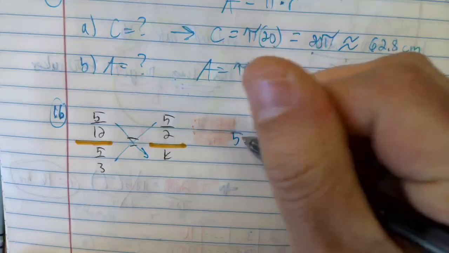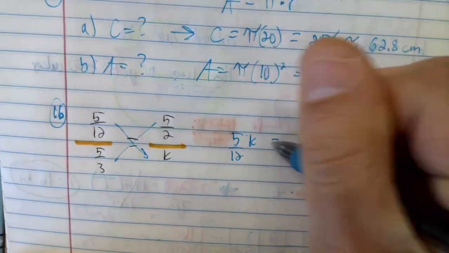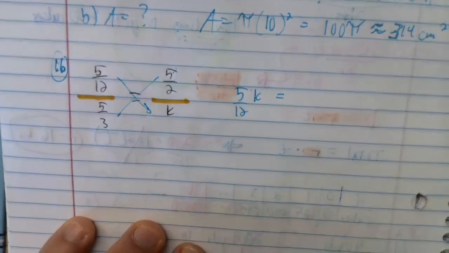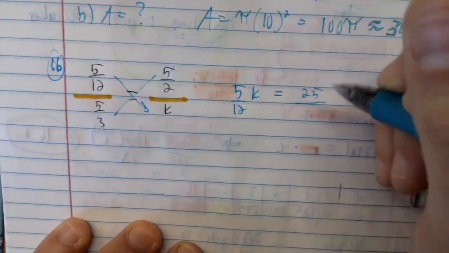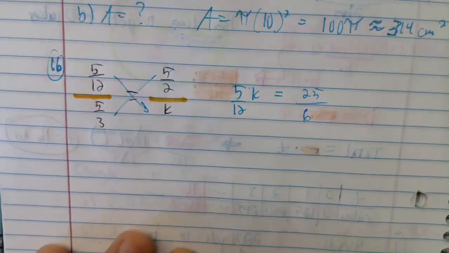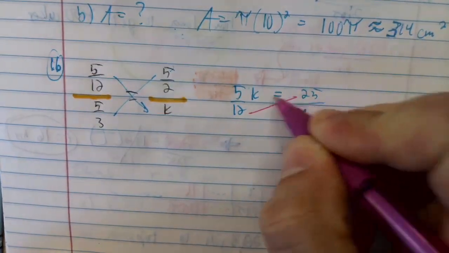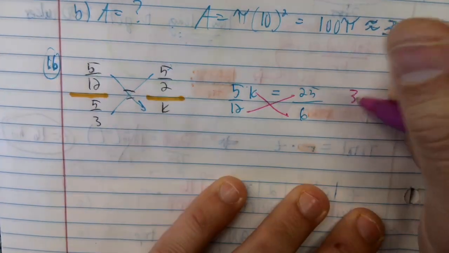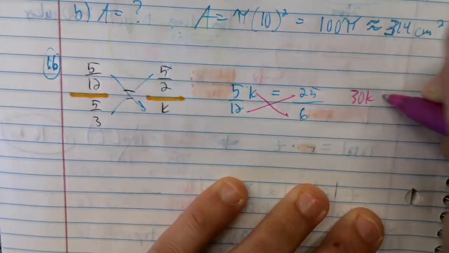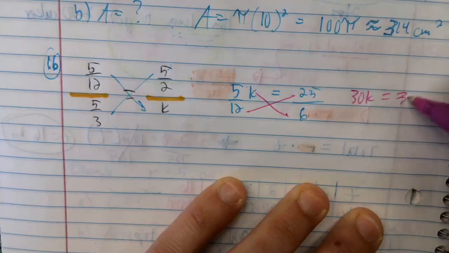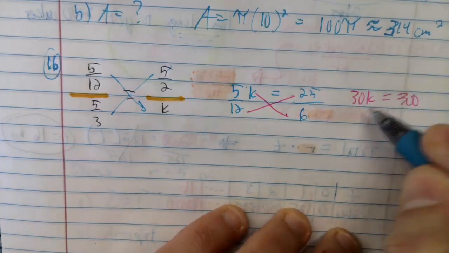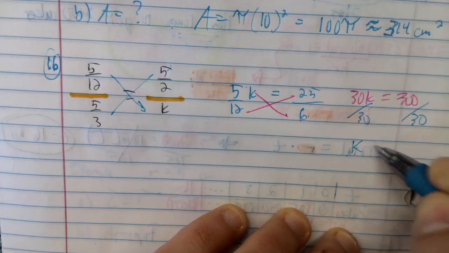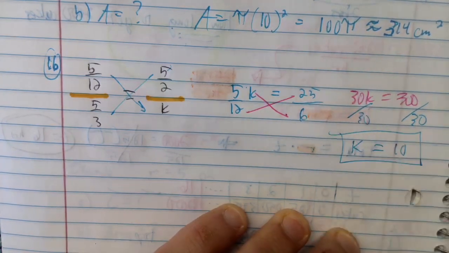So we get 5/12 k equals. Now how do you multiply 5/2 times 5/3? Top times the top, bottom times the bottom. We still have a proportion, so we're going to do it again. We're going to get 30k because 5k times 6, and then 12 times 25 is 300. Then we're going to divide both sides by 30 because that's the opposite operation that will help us solve for k, and we get 10.